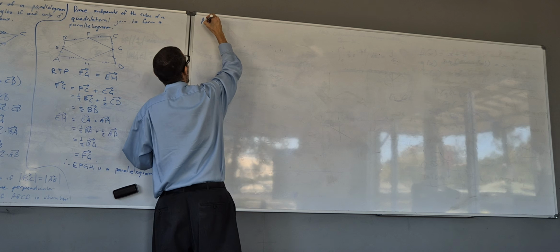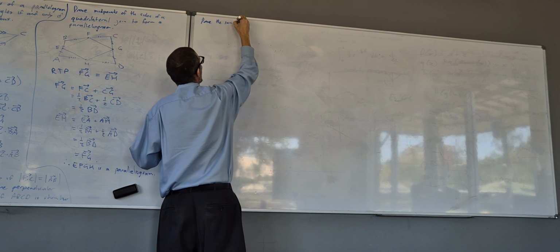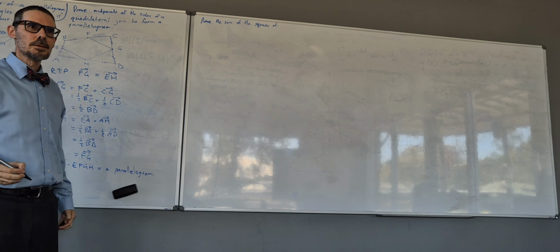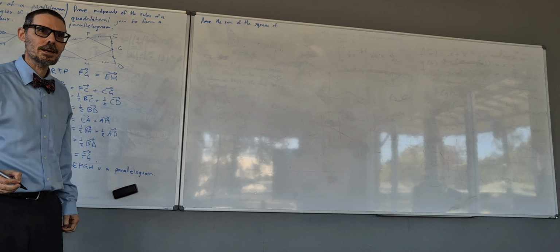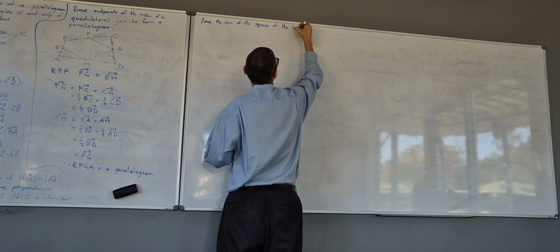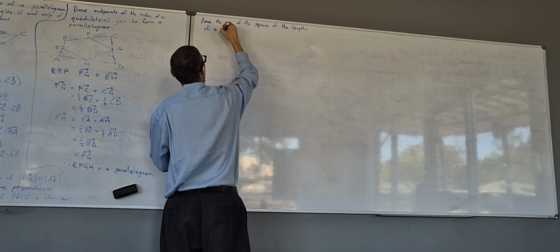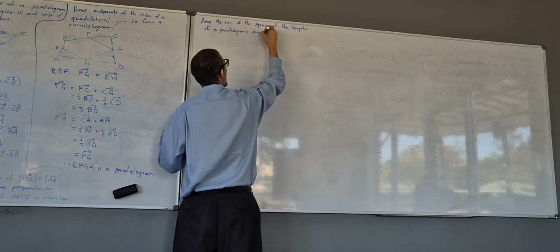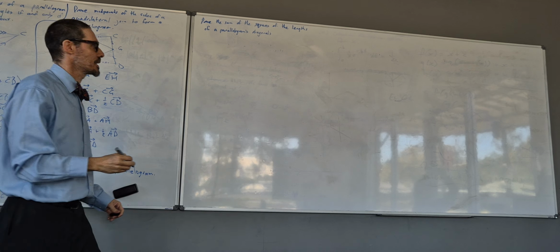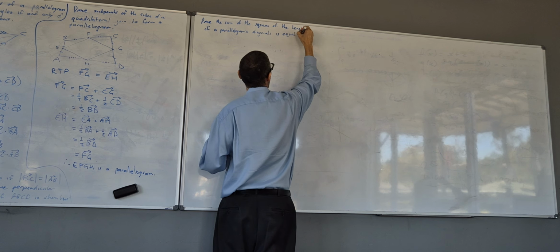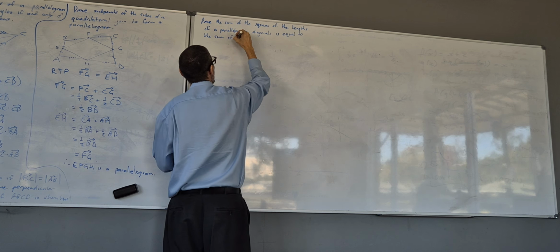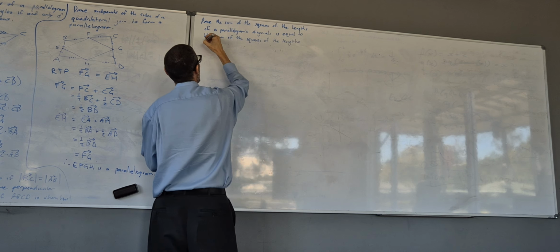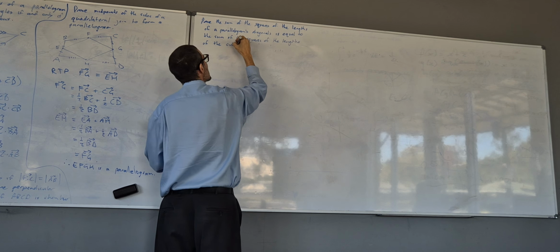Prove the sum of the squares of the lengths of a parallelogram's diagonals is equal to the sum of the squares of the lengths of the sides.